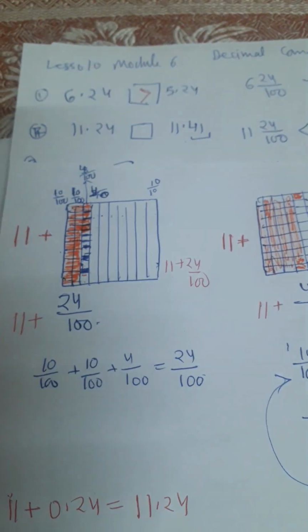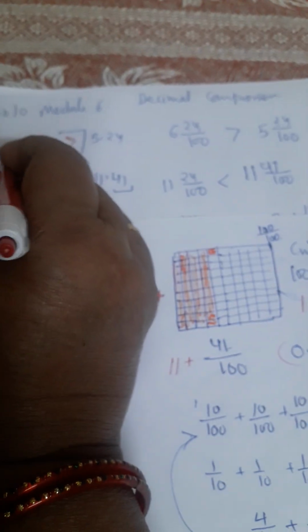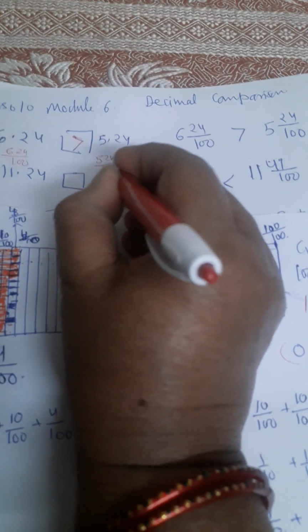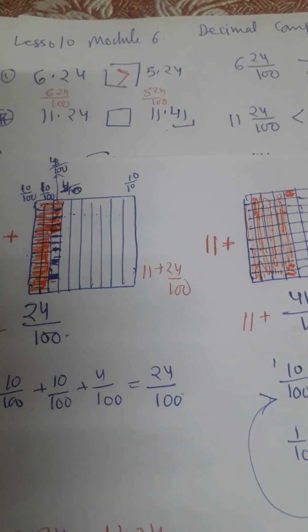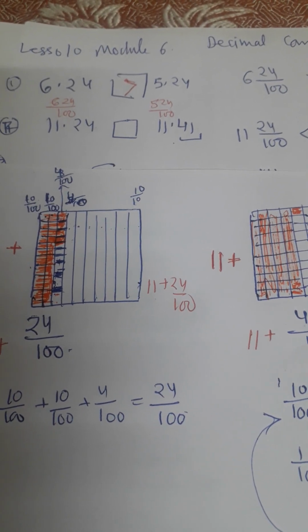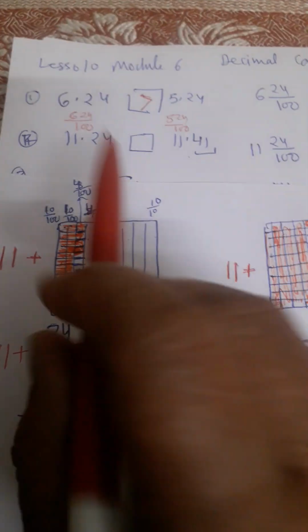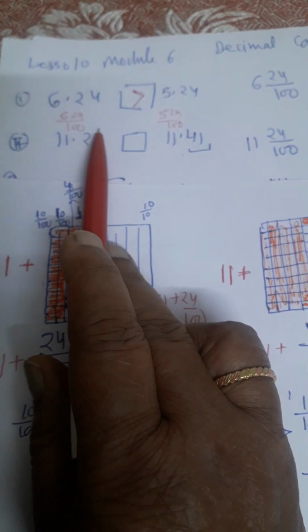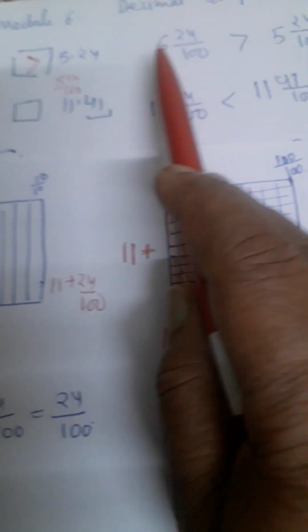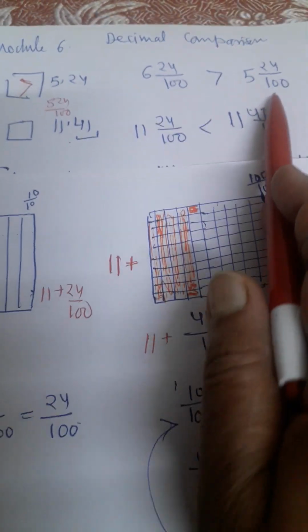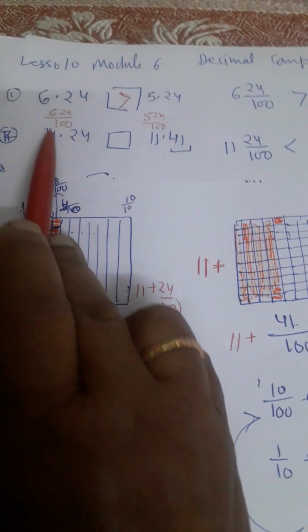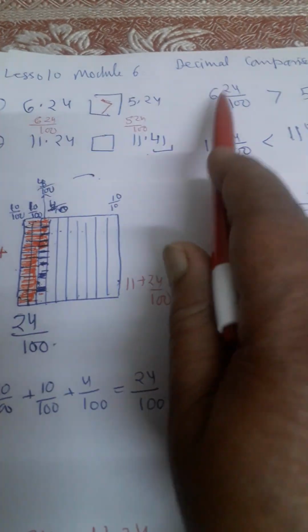We can call it 624 hundredths and 524 hundredths, in terms of hundredths. So 624 is larger than 524 when we are writing it in terms of hundredths. Right now here I have written 624 on 100 and 524 on 100.